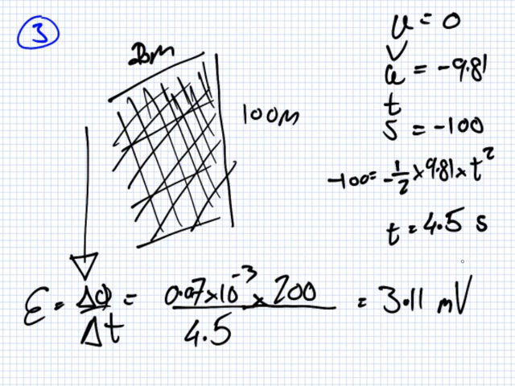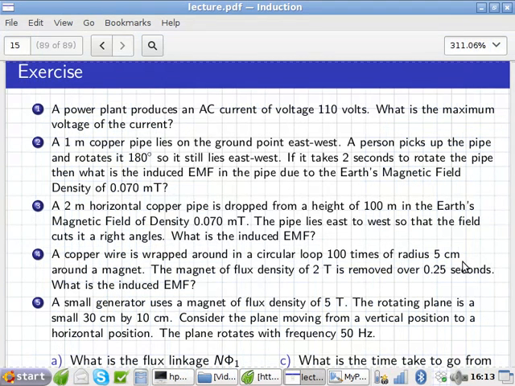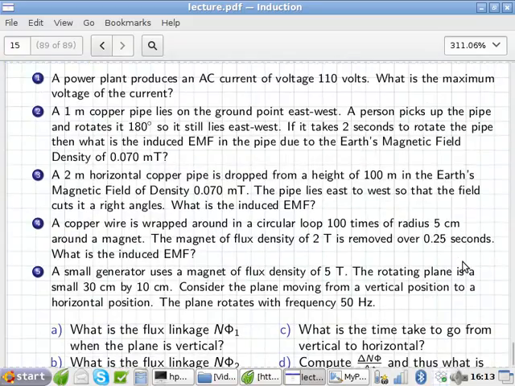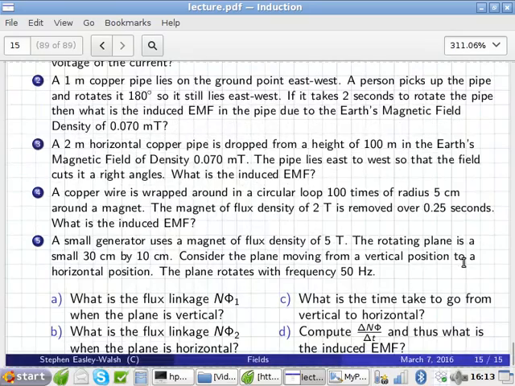Let's just go to, what's next? 4. In fact, maybe 4 is what we're talking about. A copper wire is wrapped around a circular loop 100 times of radius 5. The magnet of flux density 2 is removed over a quarter second. What is the induced EMF?